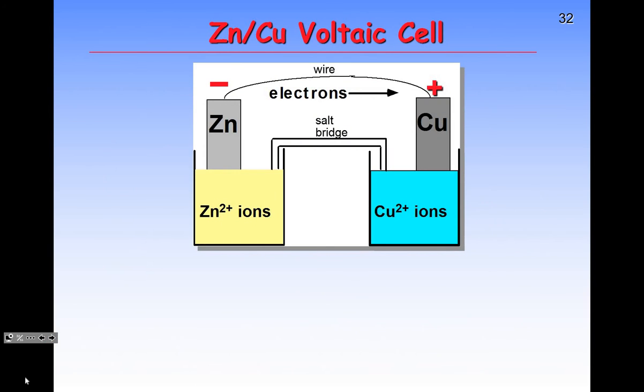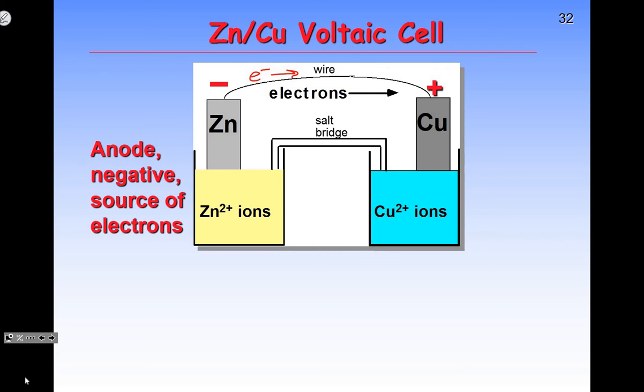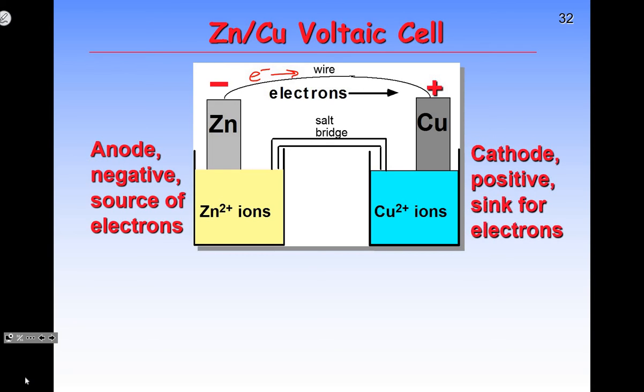So, as we're doing our cell, zinc is going to be giving off electrons. The electrons are going to be traveling along the wire this way. Because zinc is giving off electrons, zinc is the anode. It's a negative source of electrons. Cathode is a positive, or the sink for the electrons. So we're going to add anode on this side. We're going to add cathode on this side.